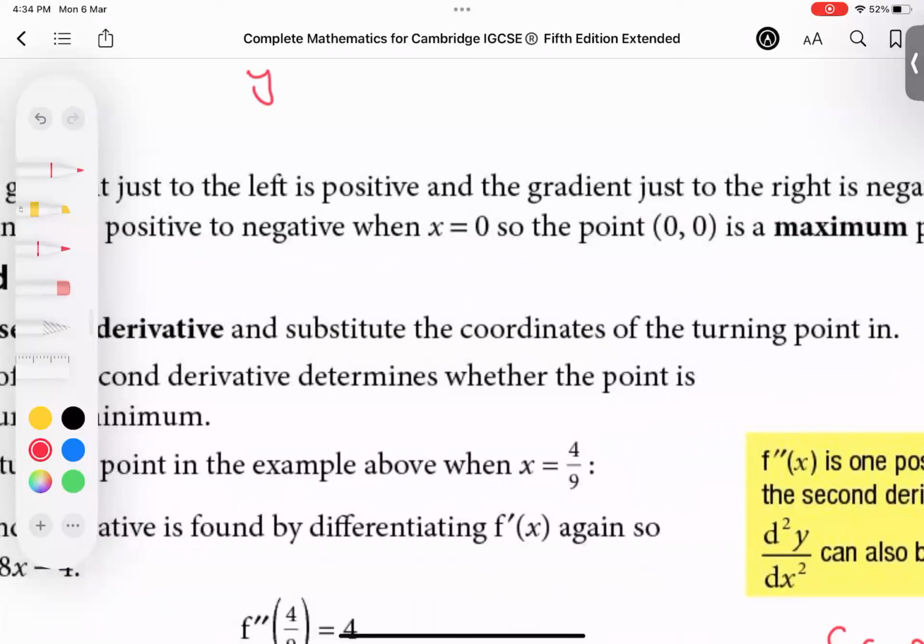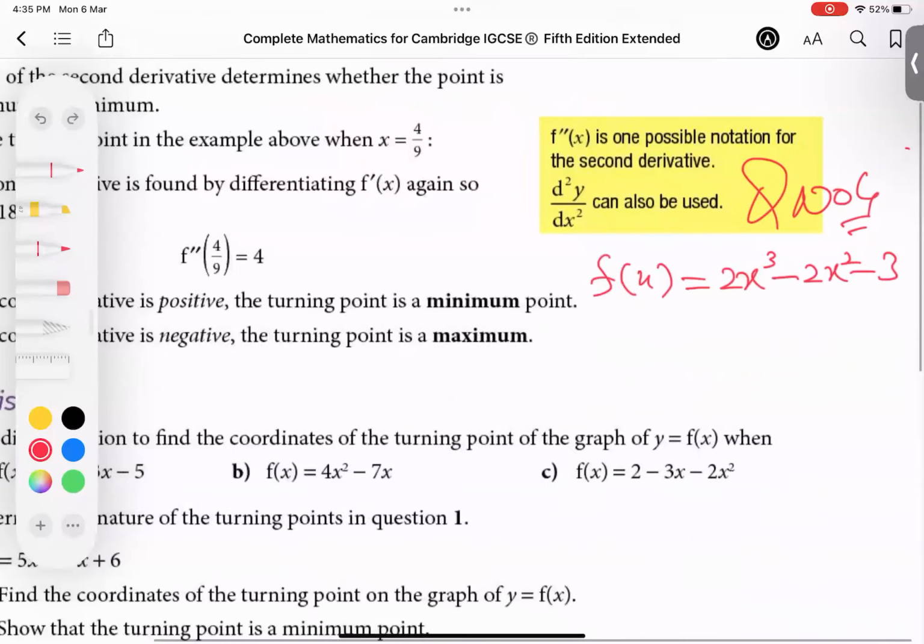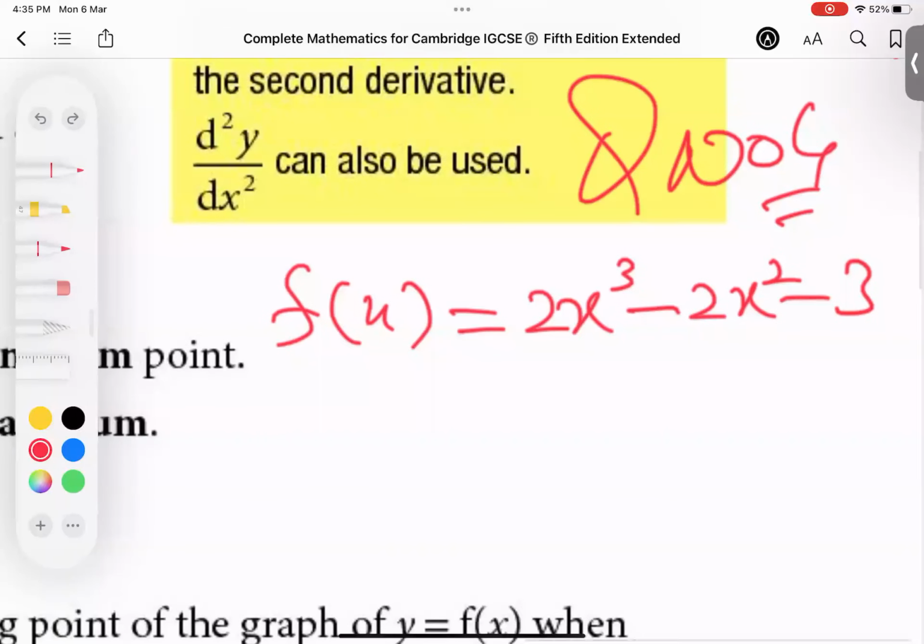If you differentiate y, you get dy over dx. Differentiating again gives d2y over dx2. But when you talk about f of x, if you differentiate f of x, you get f dash of x. Differentiating again, this is called f double dash of x. This is called first differentiation, and this is second differentiation. I think only the writing style is different; the rest of the rules are the same.